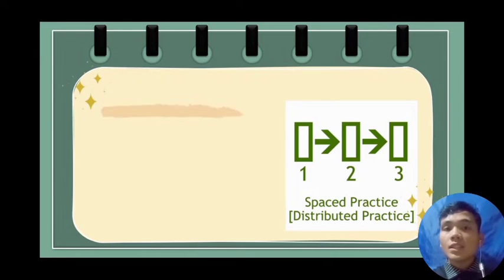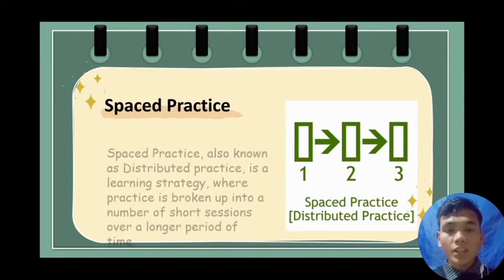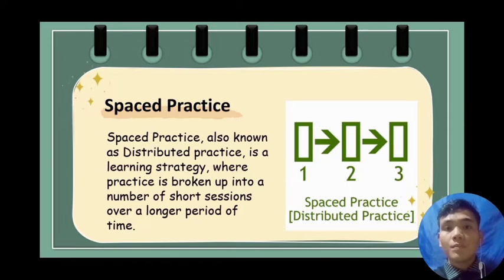The fourth common teaching strategy in traditional education is called distributed practice. Distributed practice is a learning strategy where practice is broken up into a number of short sessions over a longer period of time. The concept of spaced practice, also known as distributed practice, holds that practicing a specific skill or recalling a specific piece of knowledge is more successful when done gradually across time rather than repeatedly over a short amount of time.